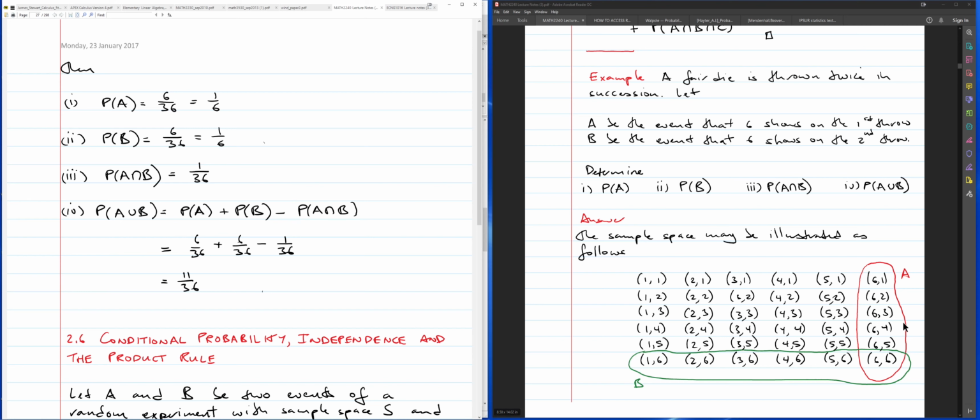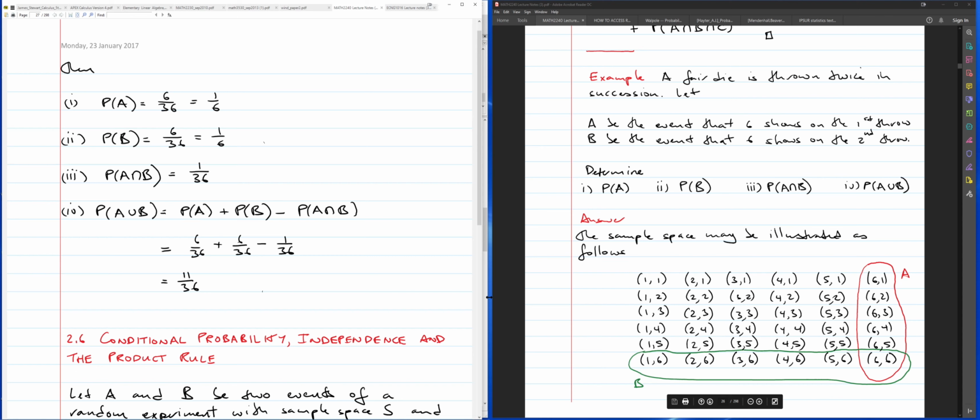Or another way of looking at this is that the size of your sample space, the total number of possible outcomes, is 36, and the size of your event is equal to 6. When you have equally likely outcomes, the probability of your event is the number of outcomes in your event over the total number of outcomes. So you get 6 on 36, which is 1 on 6. Okay, so the probability of A is 1 on 6. Now, likewise, B has 6 outcomes in it.